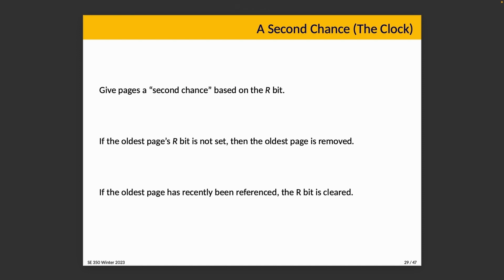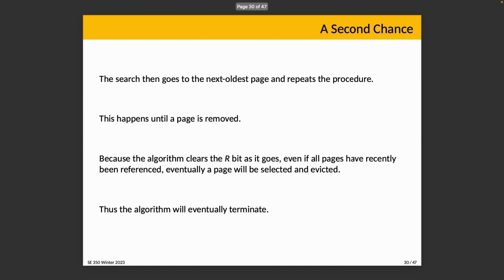This brings back the R bit, the referenced bit, and it gives pages a second chance based on this setting. If a page has been referenced recently, that bit is set. If it hasn't been referenced recently, really since the last clearing of all those bits, then it's not recently referenced. Instead of just kicking out the oldest page, we look at the oldest one and see: has the R bit been set? If the answer is yes, we clear it and go on to the next one. If the answer is no, great, this one is selected and we kick it out.